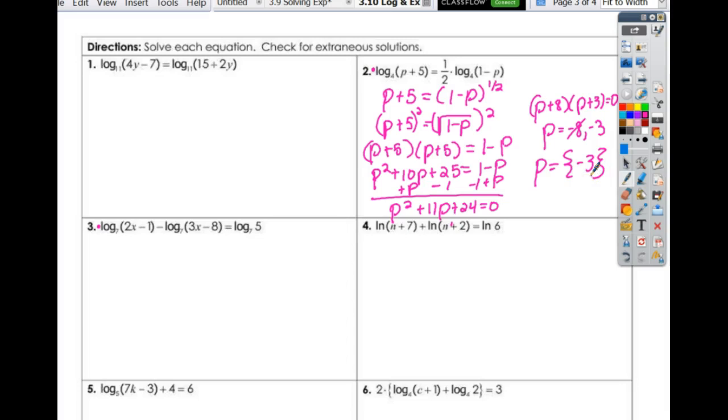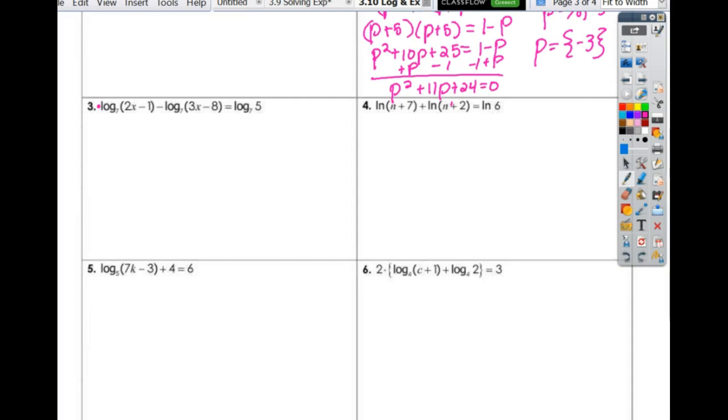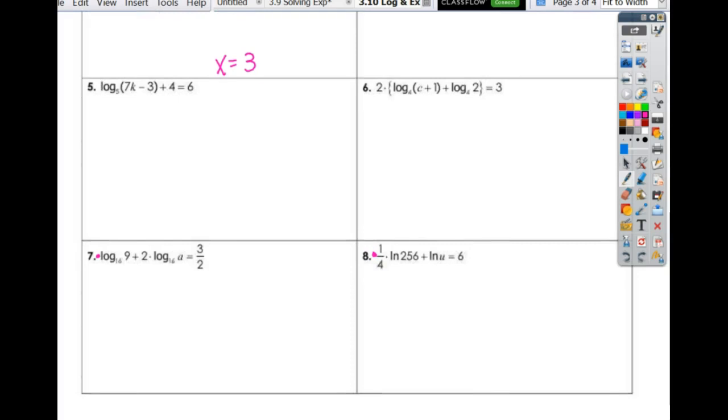Okay, you guys try number 3. All right, what'd you get for an answer? 3 is correct. And then you cross multiply and solve. Bless you. Okay, any questions on that one? Okay, so let's go on and do number 7.